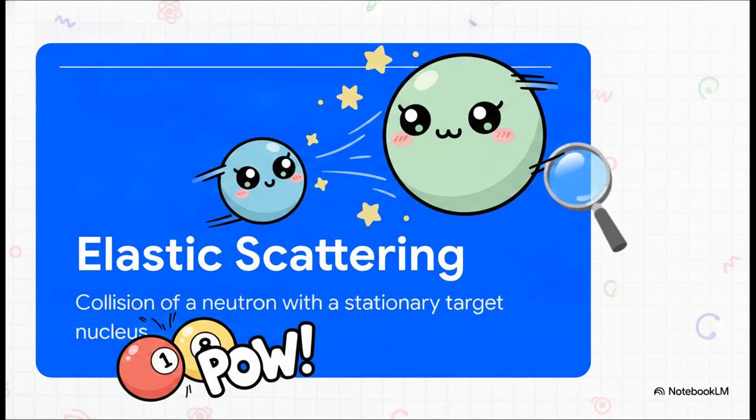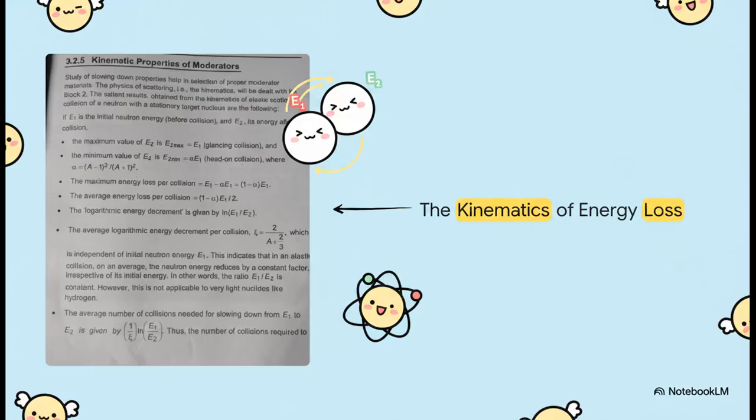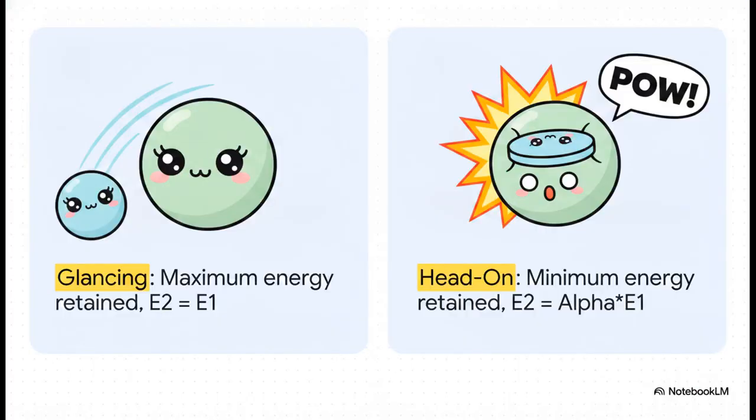But, and this is the crucial part, a chunk of that energy is transferred from our neutron to the target, which slows the neutron down. Now, looking at the actual kinematics of this energy loss, it can look a bit dense, but it's basically this. E1 is the neutron's initial energy before the crash, and E2 is its energy right after. The math shows us that depending on the exact angle of the strike, there's a specific maximum and minimum value for E2.